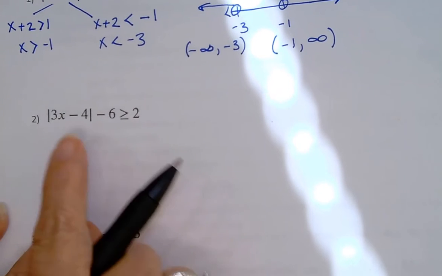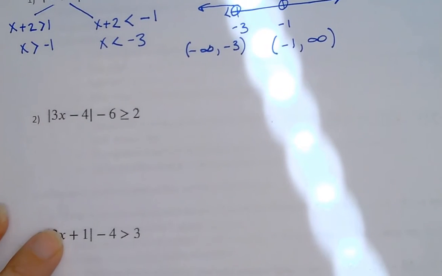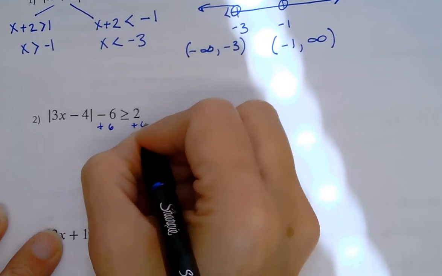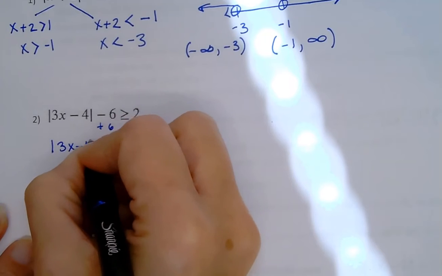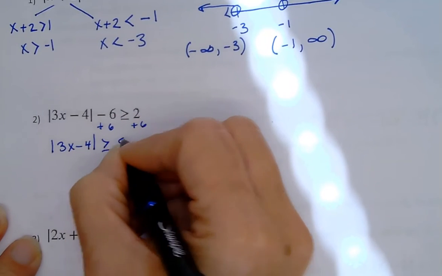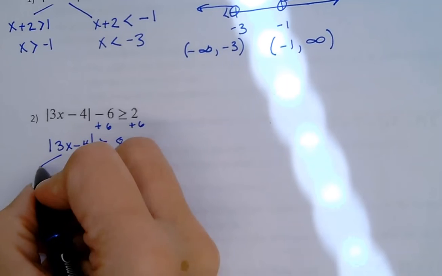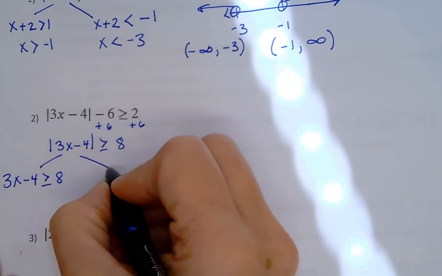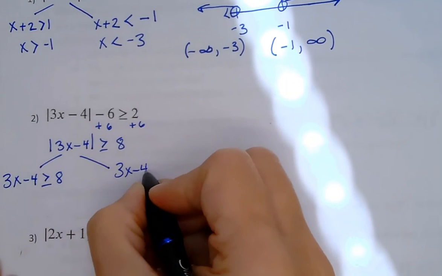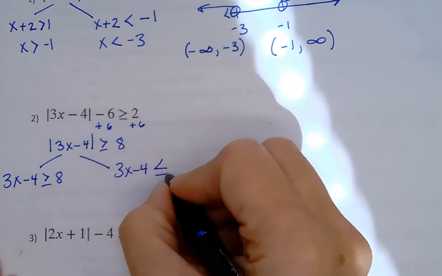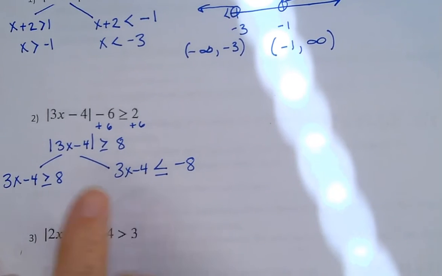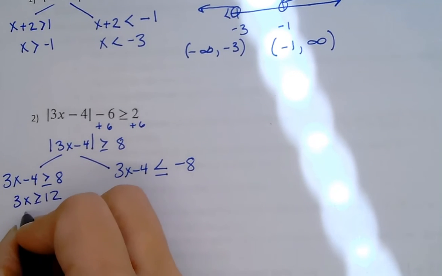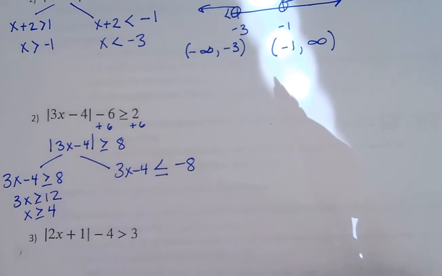Okay, this absolute value is already separated. Nope, it's not quite isolated, just kidding. I'm going to add 6 to each side, so now I'm isolated. 3x minus 4 is greater than or equal to 8. Now we've isolated, we're going to split. Keep everything the same except for get rid of those prison bars. On the other side, we're going to have 3x minus 4, switch and switch. Switch my direction, switch my sign. Okay, add 4 to each side. 3x is greater than or equal to 12. Divide each side by 3. X is greater than or equal to 4.